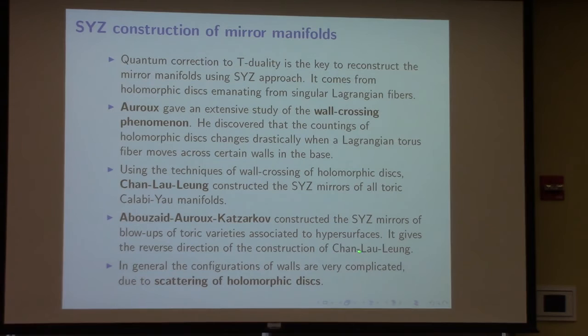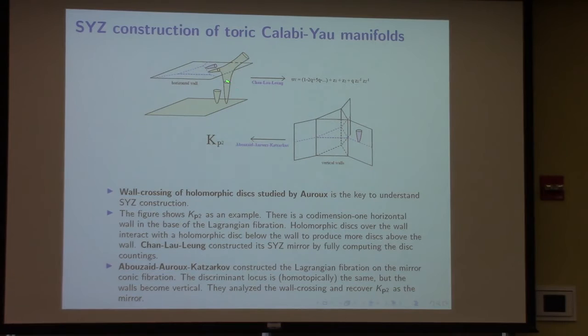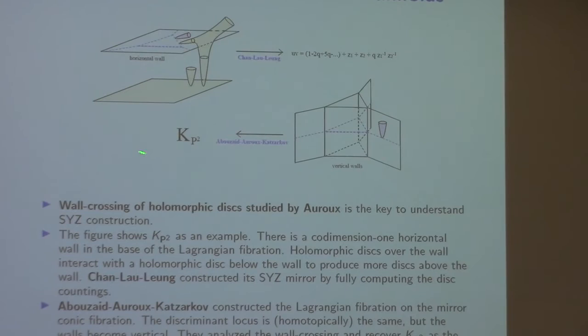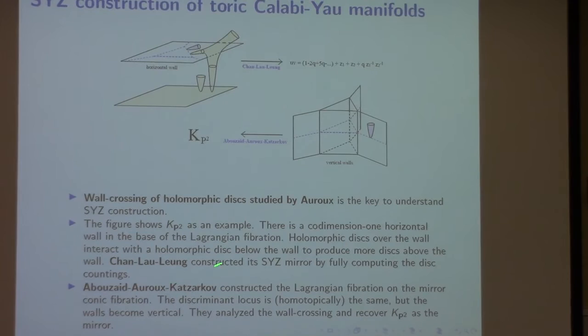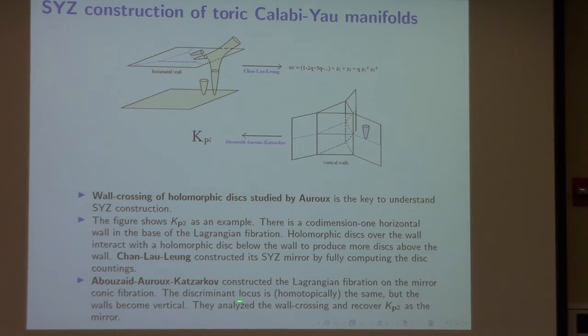So in general, the configuration of walls is very complicated. Besides wall crossing, then you have to consider scattering of holomorphic disks to contribute to the understanding of this quantum correction. So this is a picture that you can see during the wall crossing, what will happen. There, this is coming from the singular fibers, and then you glue them together by pairs of pants. This was, as I said, considered by Chan, Lau, Leung, and also by Fukaya-Oh-Ohta-Ono in the Kuranishi chart. The discriminant locus is the same, but the walls become vertical in this construction. All this is interesting and was carried out in some important cases, which I think is good to try to understand for a much more general situation.